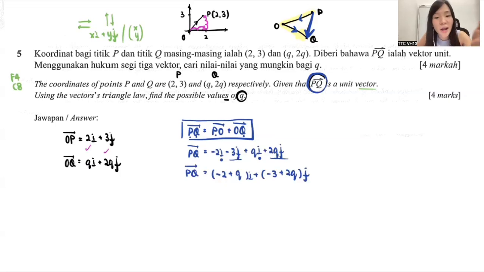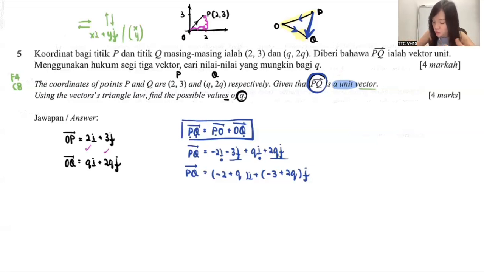You asked me to use the triangle law. I used the triangle law. But you also asked me to find the possible values of Q. How do I suddenly find the Q? To be able to find the Q, guys, isn't it the i and j need to disappear? How will the i and j disappear? Actually, when you read the question, I hope you guys realize this wording. Very important. They say given that PQ is a unit vector. You know what a unit vector is or not? A unit, that means satu unit, like 1 cm. But you're not using cm, you're using unit.